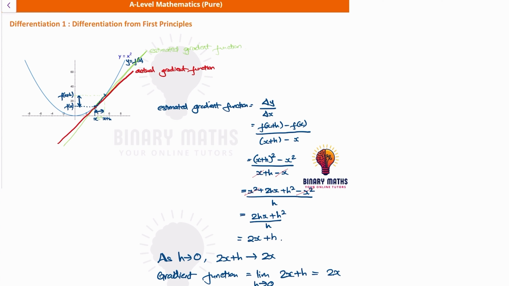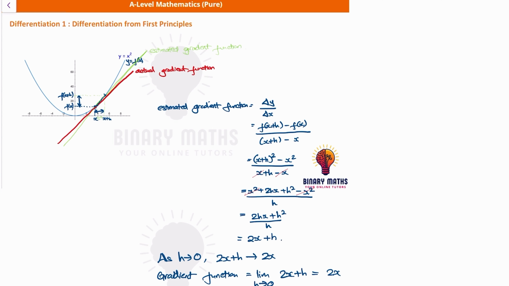The gradient function is labeled as f dash of x is equal to 2x. That means for any point on the curve y equals x squared, you can find the gradient at any point by substituting into the function 2x. Okay, that would be it.